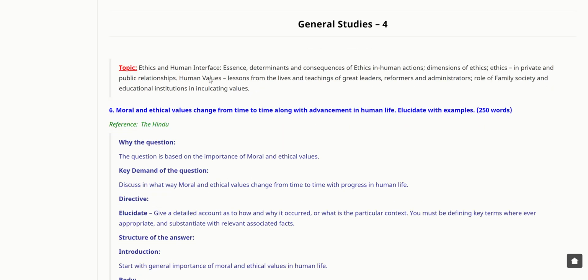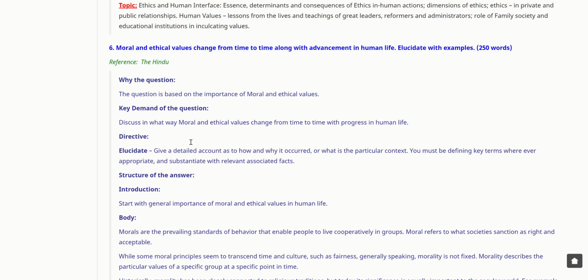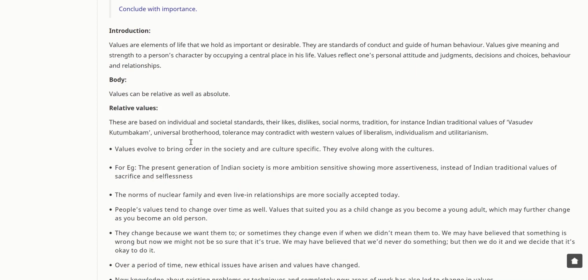Now, this is the last topic, General Studies 4. It's about ethics. So, let's read out the question. Moral and ethical values change from time to time along with the advancement in human life. Elucidate with examples. So, values are elements of life that we hold as important or desirable.